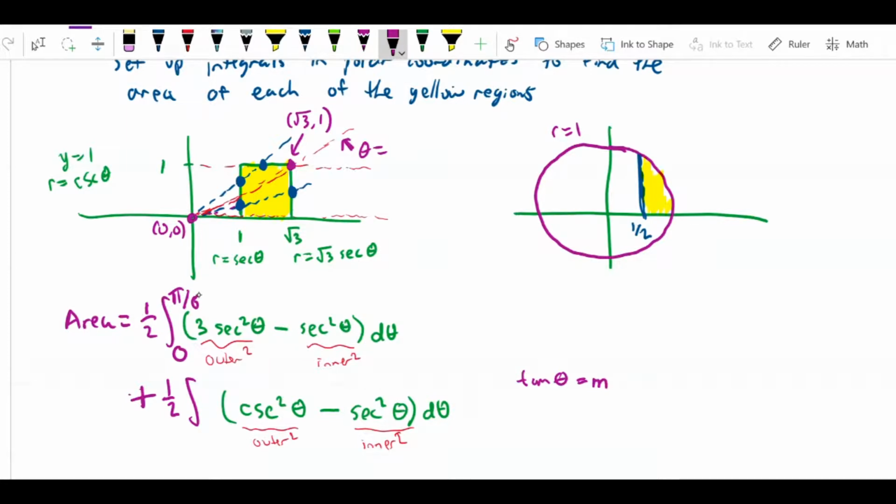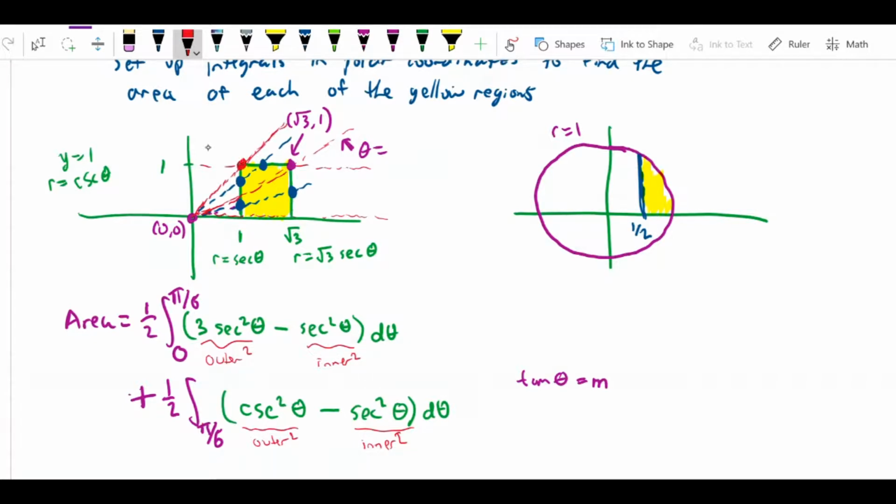Now, we need to do the same thing to find out where we stop integrating. I can put in pi over 6 down here because once I finish the first integral, I'm going to pick up where I left off to do the top half of this yellow region. I just need to know what the angle is that tells me where to stop.